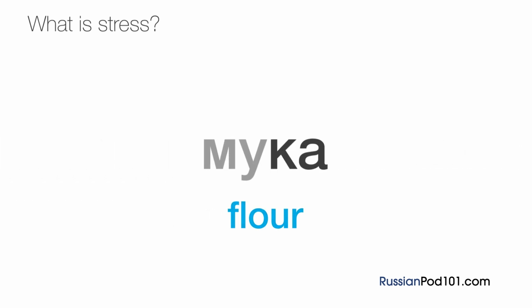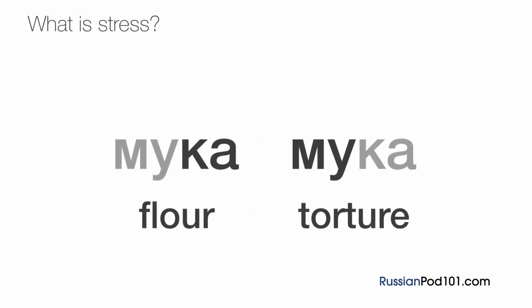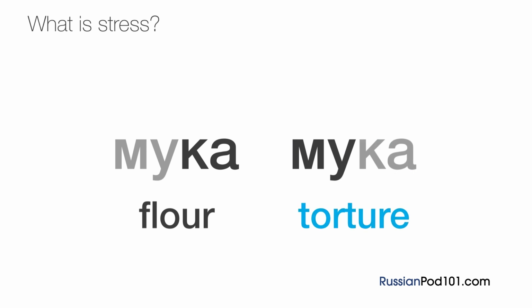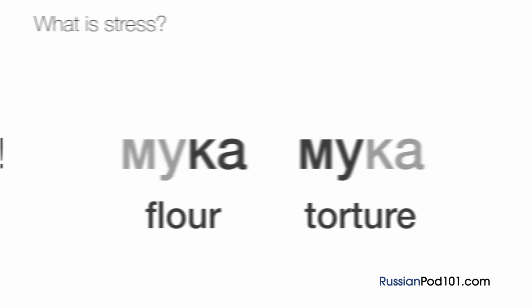Consider the word for flour in Russian. Мука. Notice how the final syllable is emphasized. Мука. If we were to stress the first syllable instead, Мука, the meaning changes completely, and we get a new word. Мука. Both words are exactly identical. The only thing that differs between them, however, is their stress. As you can see, the incorrect placement of stress can lead to dire misunderstanding. Therefore, it's incredibly important to recognize where the stress is placed when learning a new word.